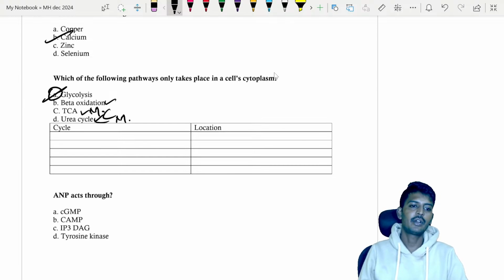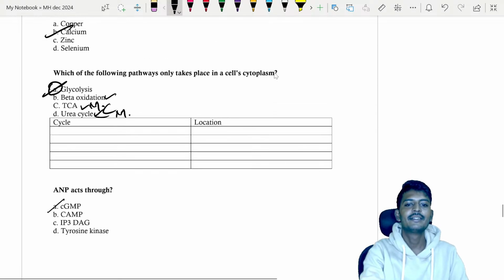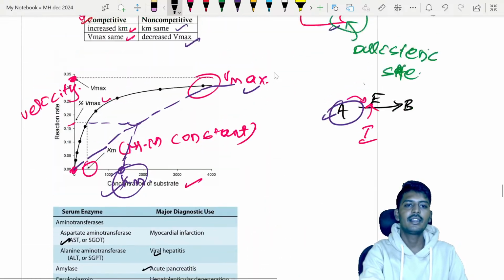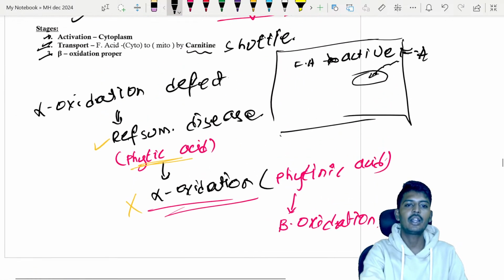Then let's talk about ANP acts through. ANP usually acts through cGMP as a secondary messenger. Okay, so these are the important aspects which we had not covered in which slide?